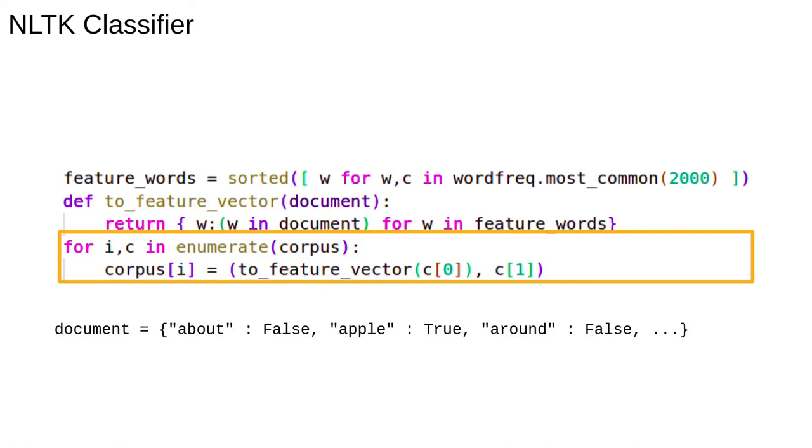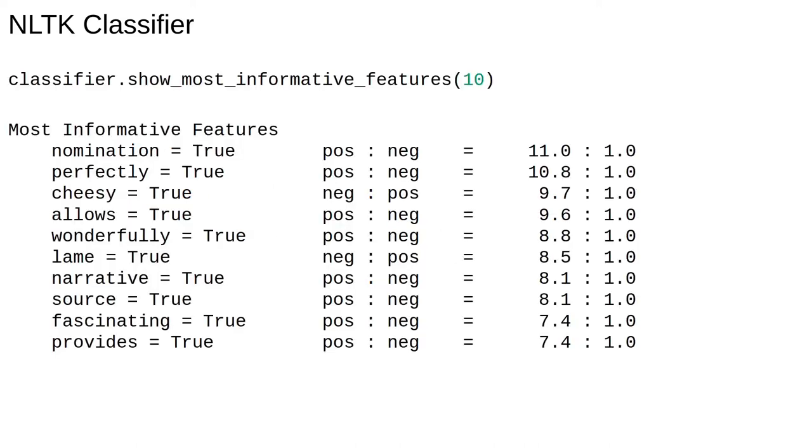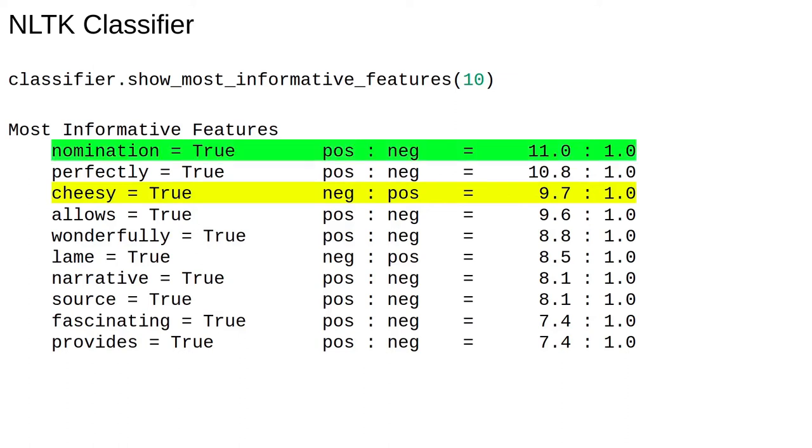We then append the review valence, positive or negative, inside a tuple. This code uses a 20-80 train-test split to train the classifier and compute the classification accuracy. We get something like 75%, which is not too bad. The exact number will vary depending on the random seed you use when you shuffle the dataset. The classifier can tell us which words are most indicative of positive and negative reviews. For example, the word cheesy is associated with around 10 times as many negative reviews as positive, while the word nomination is more likely to be seen in positive reviews.